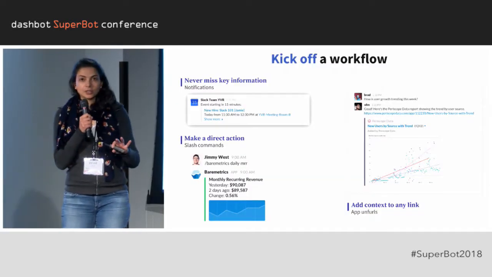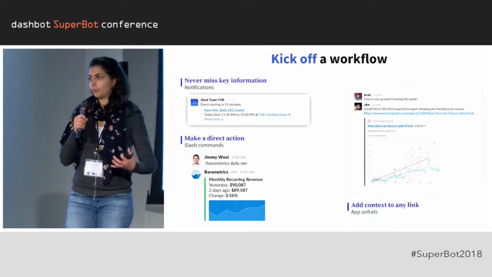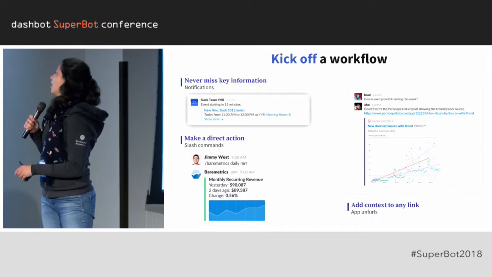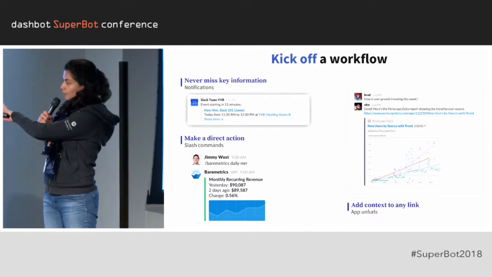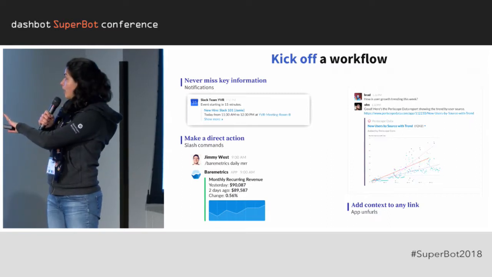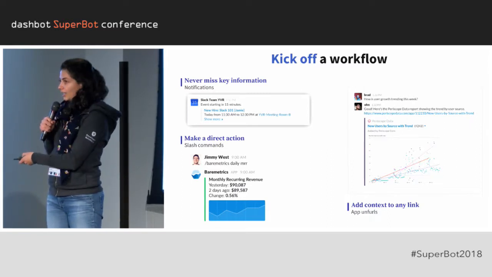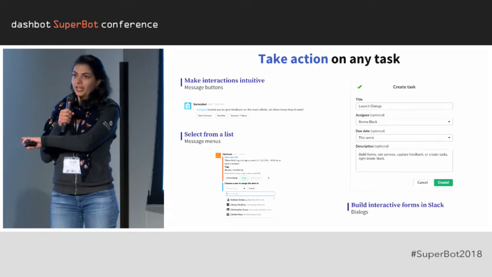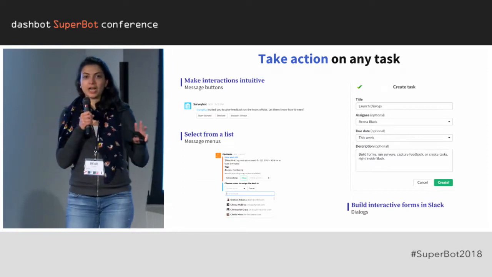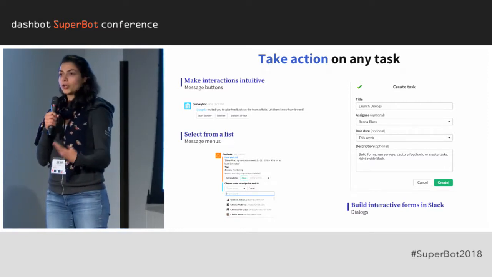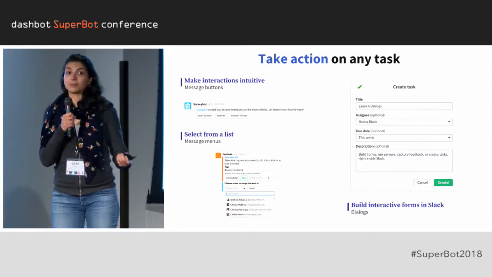When it comes to the features that compose a workflow, you're probably most familiar with notifications. You might have gotten notifications from a service inside Slack. But what we have added in the last year or so is a lot of options for taking action on those notifications: buttons, menus, dialogues, so that people don't have to leave the context of the conversation and the work that they're doing in order to actually get something done.